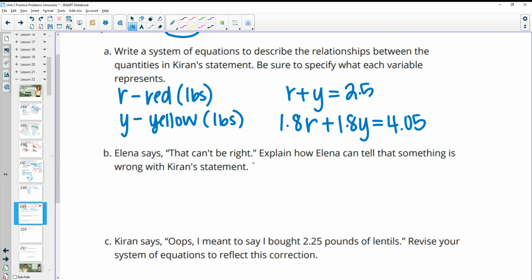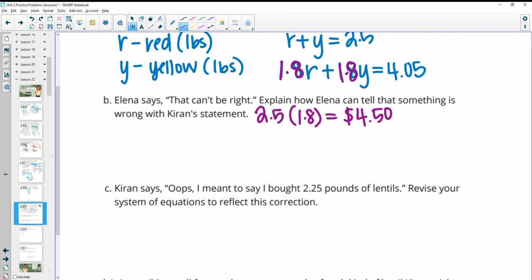Then Elena says, well, that can't be right. Explain how Elena can tell that something is wrong with Kieran's statement. So the fact that both of these lentils are the same amount of money, we actually know that he bought 2.5 pounds of things that cost $1.80, right? So if you do 2.5 times 1.8, that gives us a total of $4.50. So since we know the cost of both is the same, we know how much this cost him, and it was $4.50. So this cannot be possible here.